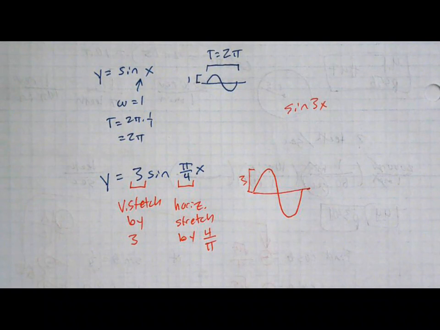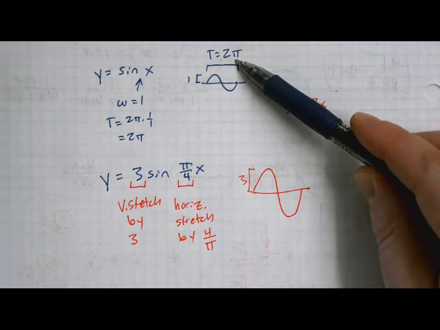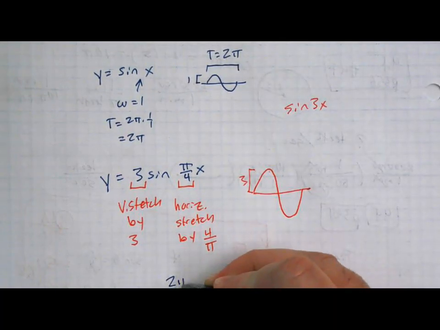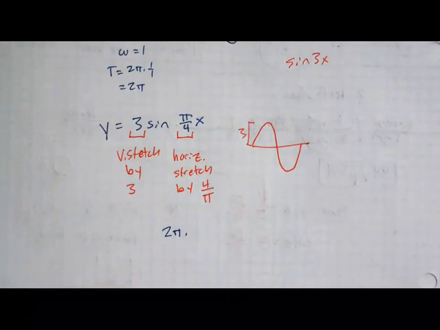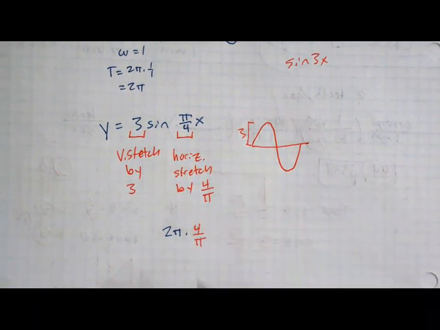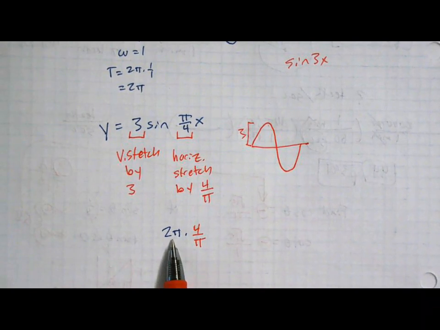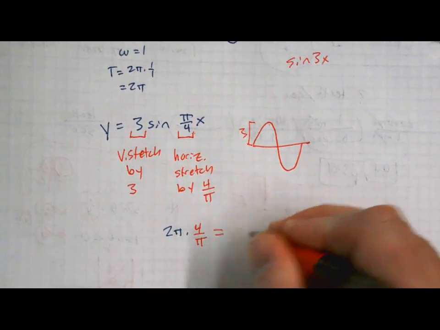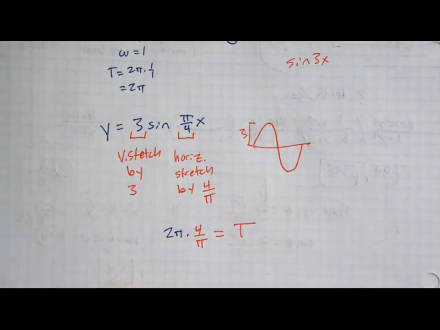Just kind of yucky. But wait, this is where I really hope you're going to make the connection. What was my original period? 2 pi. If I wanted to stretch 2 pi by a factor of 4 over pi, I would take 2 pi and I would multiply it by 4 over pi. So this was my period for my parent function, and then we multiply it by the reciprocal of this number, and that gets me my new period for my stretched out function.